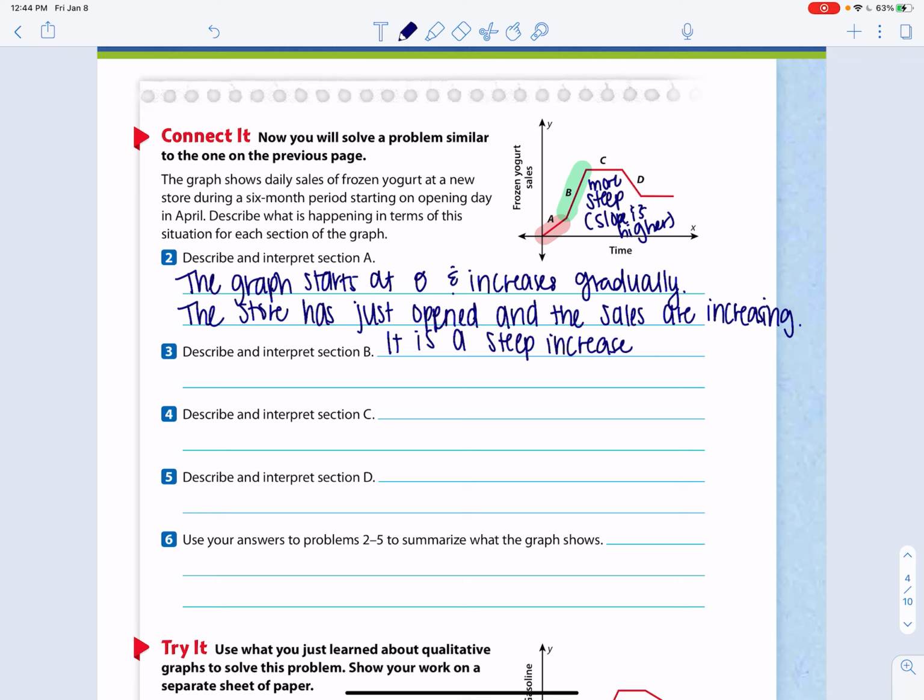All right, so this means, and of course they said that the opening day was in April, and that this whole graph is describing a 6-month period. So April's like the end or the middle of spring. So in B, you can make some assumptions that maybe summer's starting, so more people are eating frozen yogurt. Okay.